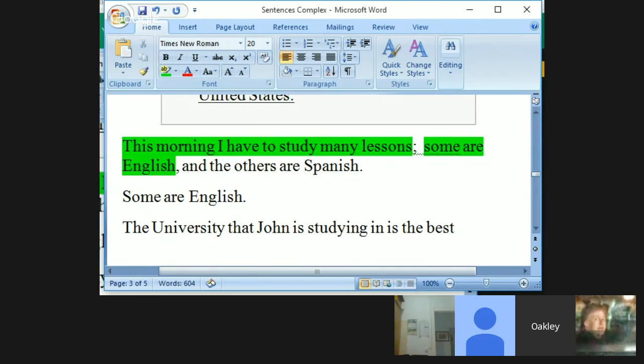Like this? It is the best. Okay. Another subject. It refers to the university. We'll talk about that in a second. The best university in this country.